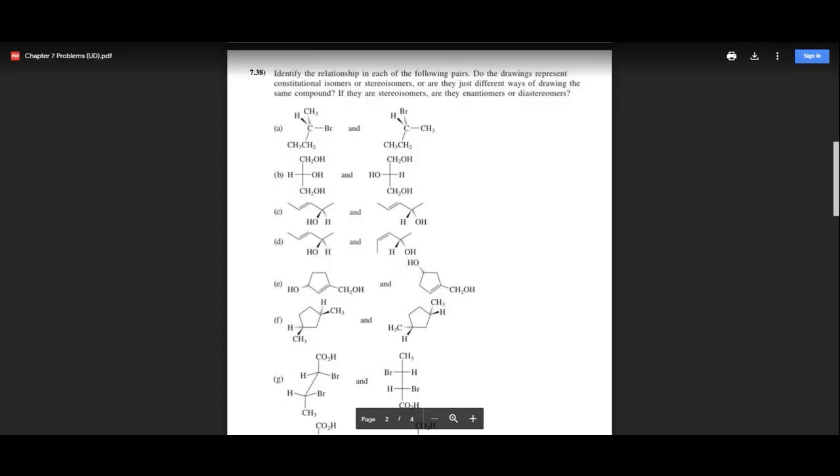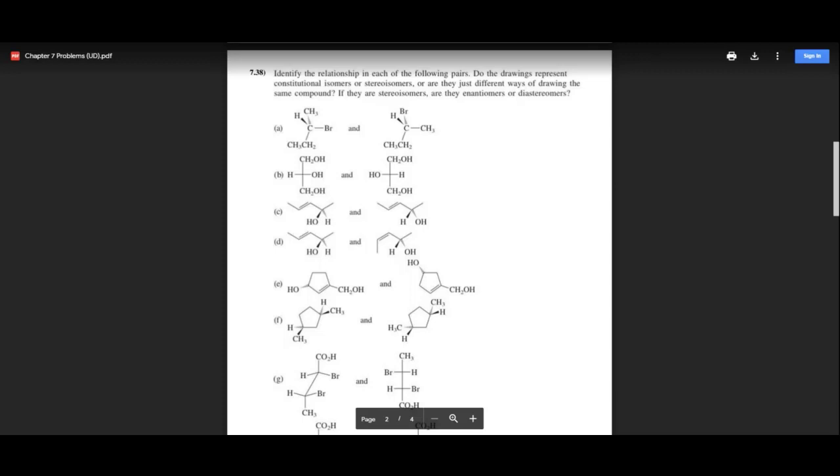Okay. What makes it constitutional isomers? Constitutional isomers means that they are not connected in the same way. They don't have the same connectivity. If the same atoms are not connected to the same atoms, then there's the same number of atoms, but they're not connected in the same way. It's going to be constitutional.